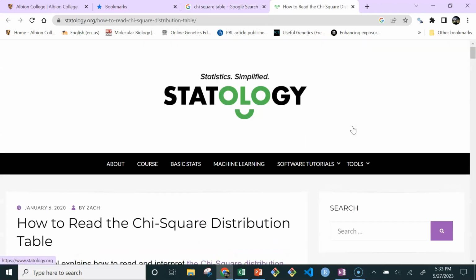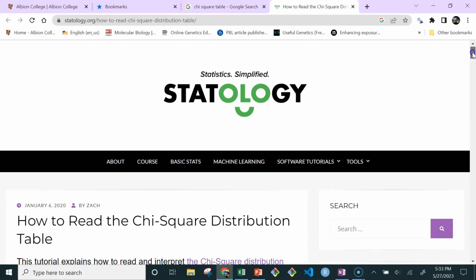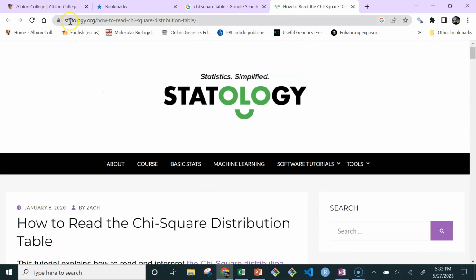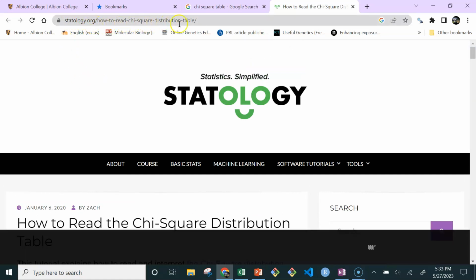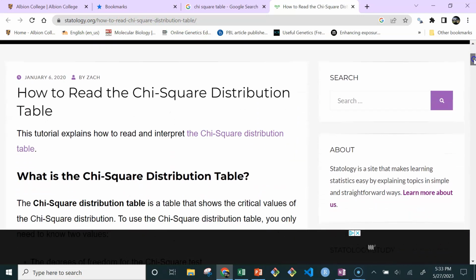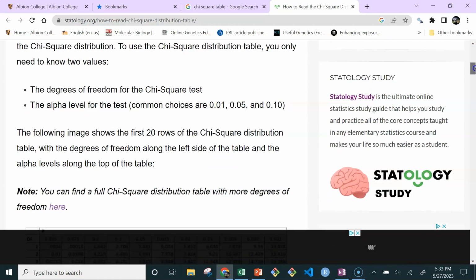Statology is the one I like. I can always tell because it's kind of blue and white. So you can go to this site, statology.org, how to read chi-square distribution table, and it'll tell you how to do it. It tells you what the distribution is.